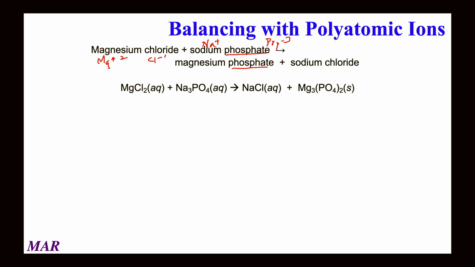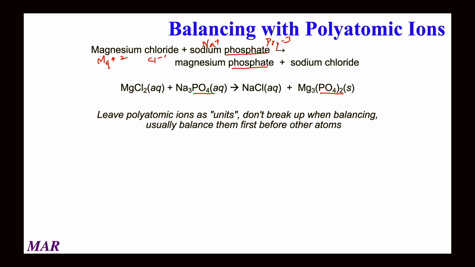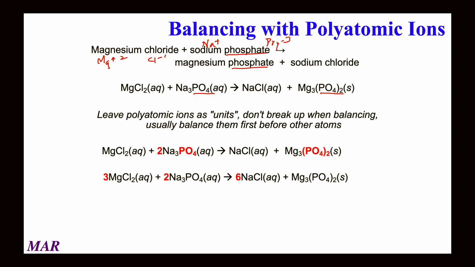Now you can probably see that this reaction is not balanced. For example, we have 2 phosphates on the right and only 1 phosphate on the left, and 2 chlorides on the left, 1 chloride on the right. Again, try and keep the polyatomic ions together. Let's balance that first, because that's a big atom. So notice that if we only have 1 phosphate on the left and we need 2, we're going to have to put a 2 in front of the Na3PO4. And that at least lets the phosphates balance.